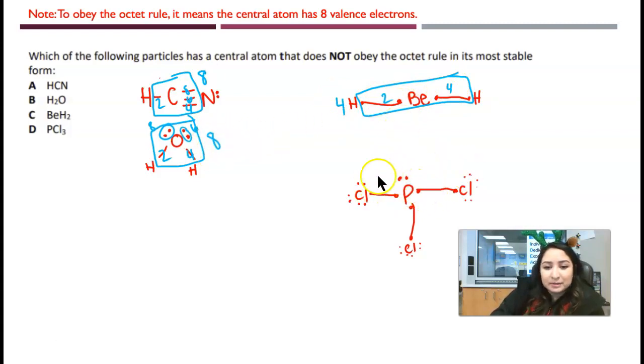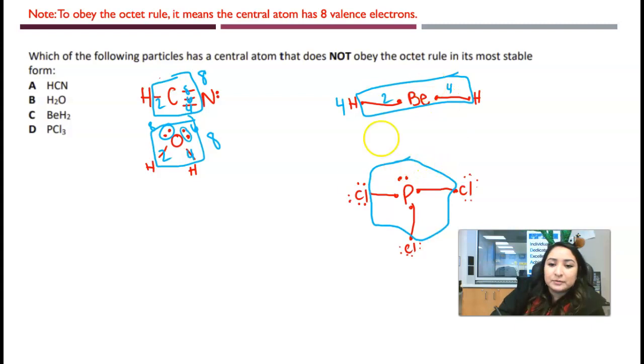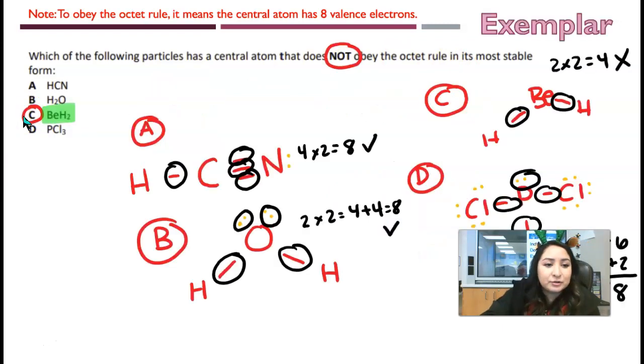And let's look at PCl3, not 5. Just kidding. Oh my gosh. Alright, so each bond is worth 2. So 2, 4, 6. These two make 8. So this one also has 8. So the only one that did not have 8 is BeH2.